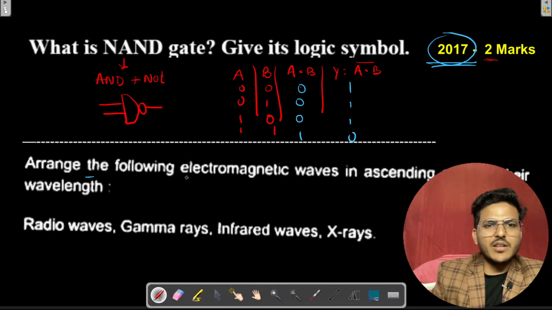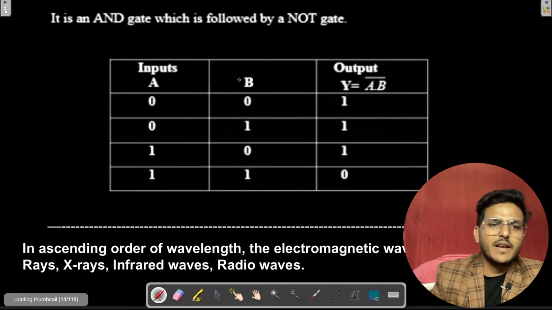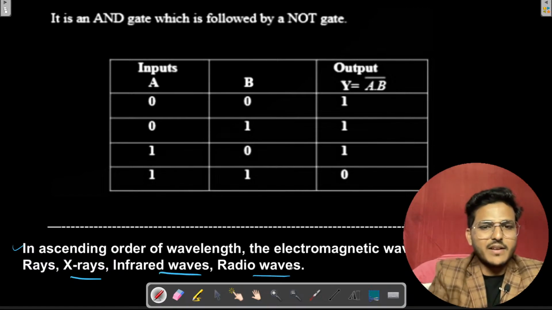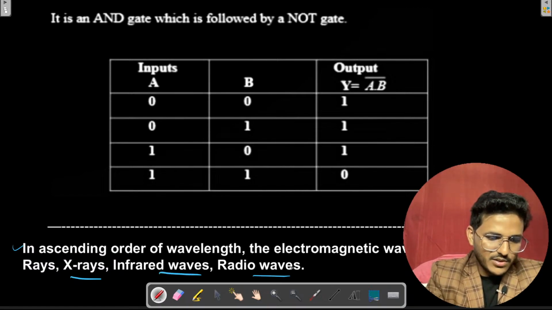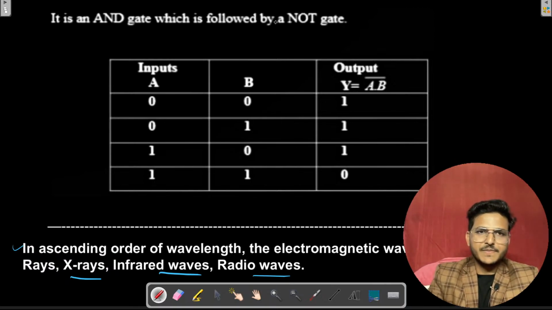Second one: arrange the following electromagnetic waves in ascending order of their wavelength. Radio waves, gamma rays, infrared waves and X-rays. In ascending order: gamma rays, then X-rays, then infrared, then radio waves.